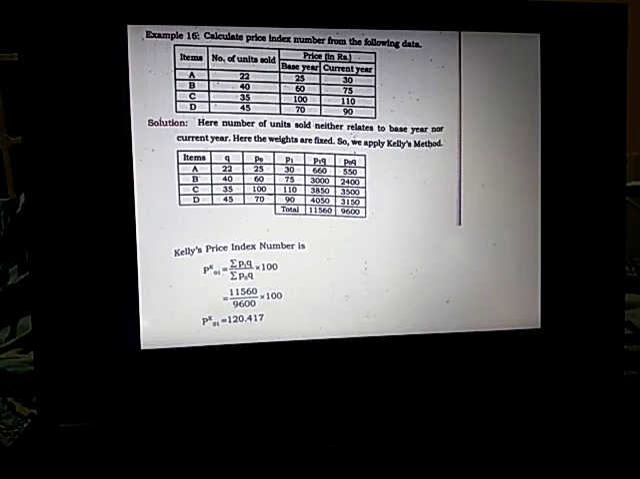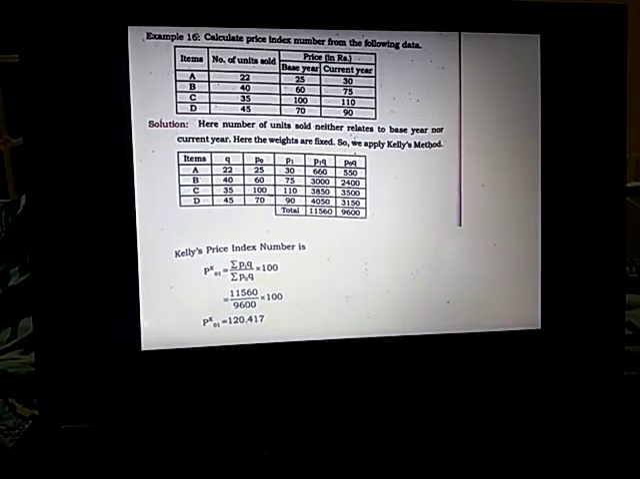So items in the solution A, B, C, D. Q is 22, 40, 35 and 45. We have P0 and P1. We'll find P1 into Q and P0 into Q. We'll find summation P1 Q and summation P0 Q. We'll add all of those. And then we have Kelly's price index number given by PK01 equals summation P1 Q divided by summation P0 Q into 100. We'll substitute the values and we'll get 120.417.